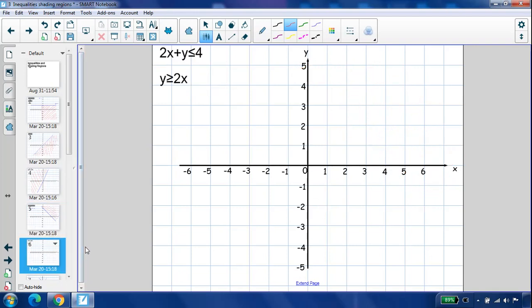I'm going to go to this next example. So first of all, I'll rearrange the top inequality. So I'll have y is less than or equal to 4 minus 2x. And this one we've already seen before, so I'm actually going to start with this one. y is greater than or equal to 2x. Now I'm going to have a solid line.